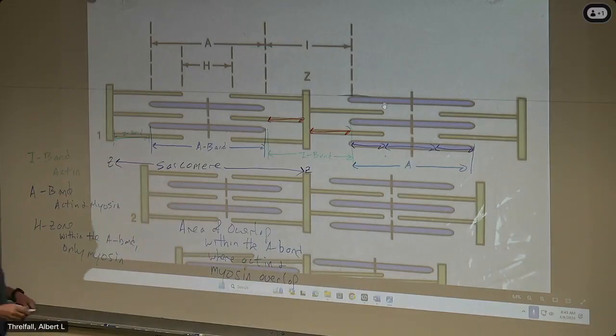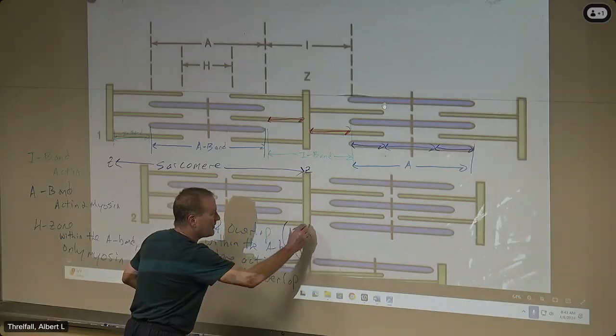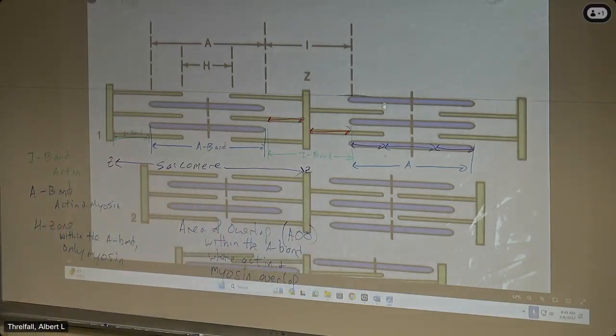I often call the area of overlap the AOO. That's not some standardized abbreviation. I don't think you'd see it in any book, or if you Googled AOO, I have no idea what you would come up with. But it's just shorter for me to write than area of overlap.